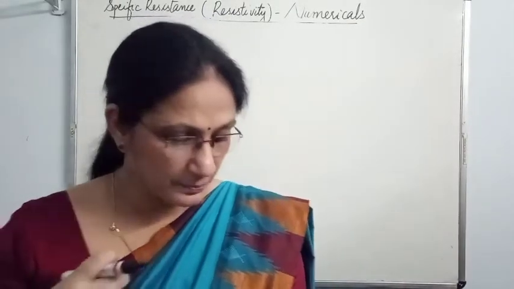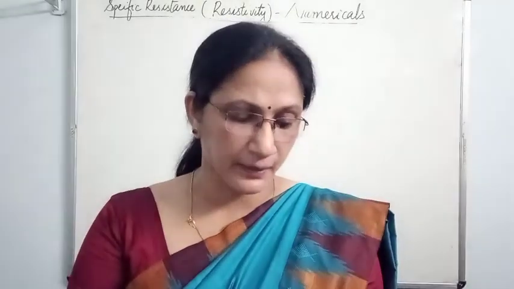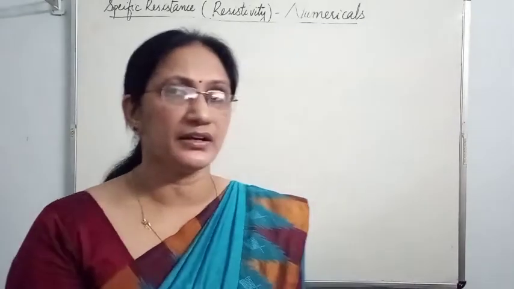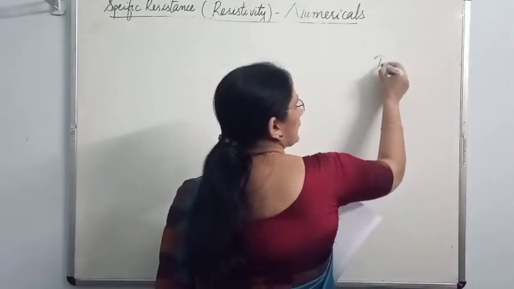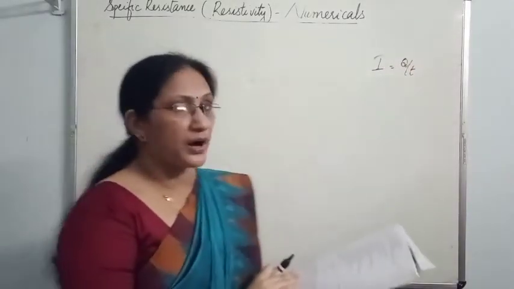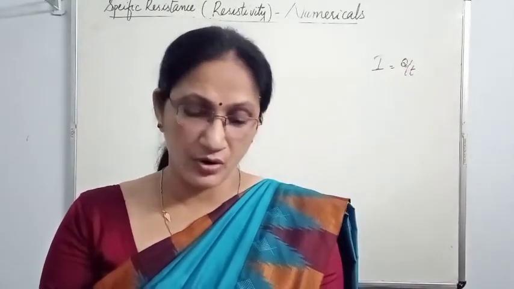Next numerical from the same page, fourth question. A current of 2 into 10 to the power minus 6 ampere, I value is given, passes through a conductor for 5 minutes. 5 minutes you must convert into seconds. 5 into 60, 300 seconds. Time is 300 seconds. Calculate the amount of charge. Q you have to find out. I and T are given. So use the formula I is equal to Q by T. Q is equal to I into T. I and T both are given. Multiply them, and the answer printed here is a wrong answer in your textbook.